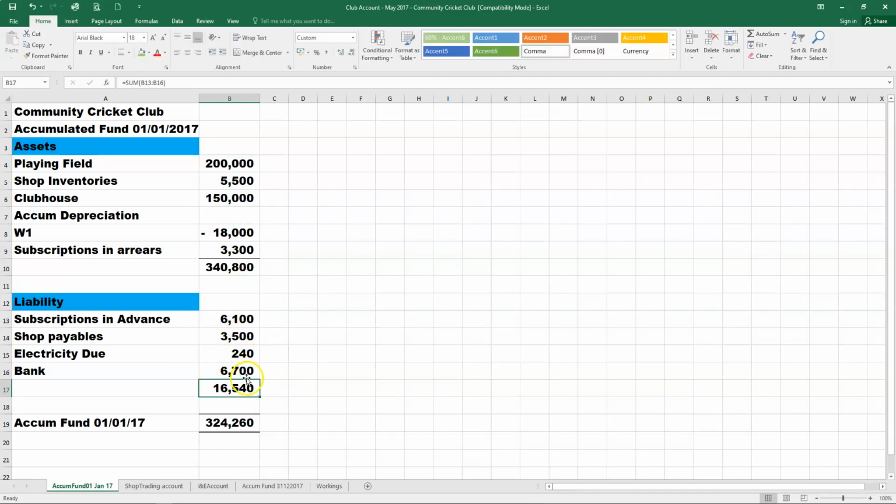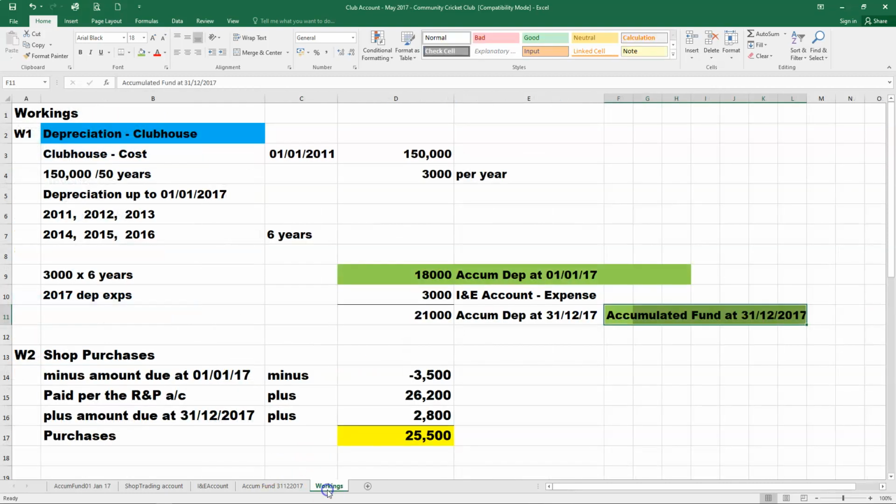So from 6,100 down to 6,700 is 16,540. And then take our 340,800 less our 16,540 gives me my accumulated fund at the start of the year, €324,260. That's my first part done for 5 marks. Then I recommend doing your workings next for the rest of the question before we tackle anything else.